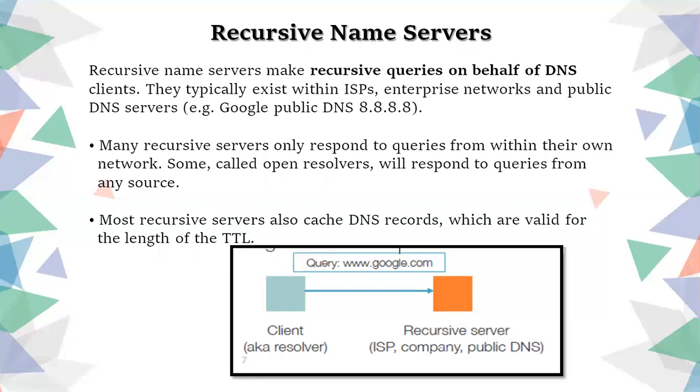Those are named open resolvers, which respond to queries from any source. It is not only about the local network but multiple networks. We have different ISPs, different internet service providers, multiple networks, and integrated private networks. When the networks are connected, we may find our own IP address or our own website address, but some are private, some are public, some are protected. That is different. Most recursive servers also cache DNS records.